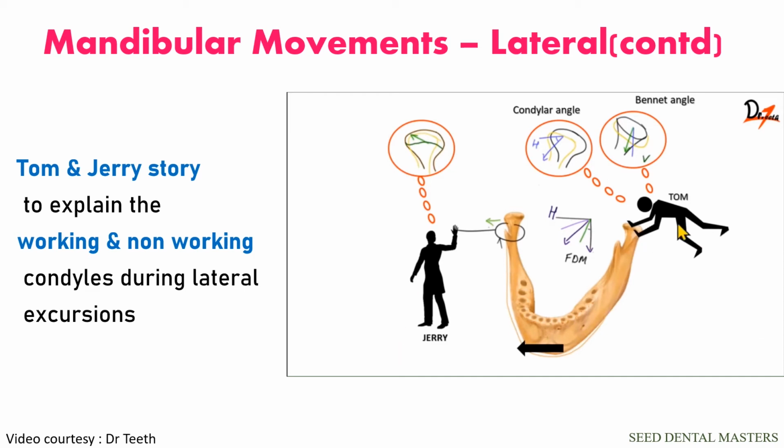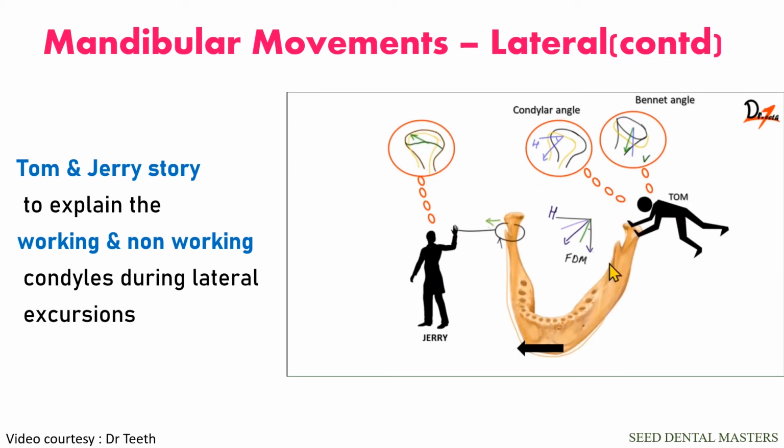So this is Jerry and Tom, and they are going to help us understand the working of the condyle during lateral movement in a better way. As you can see in this picture, the lateral movement of the mandible is taking place in this direction. So this is the working side of the condyle and this is the non-working side of the condyle. The working side of the condyle will rotate in this direction, or we can say in a manner that Jerry is pulling this side of the condyle towards himself.